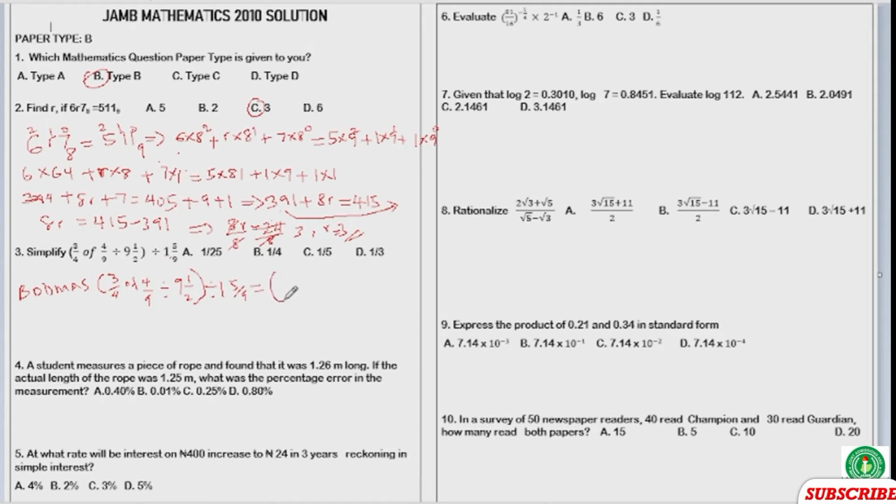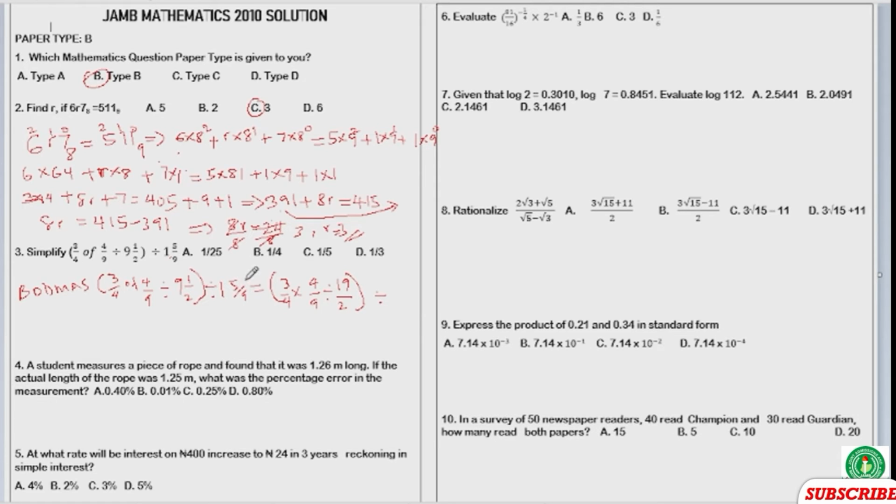So, open bracket now, 3 over 4. Now, "of" means multiplication, multiplied by 4 over 9. Now, divide then by what? You change this mixed fraction to an improper fraction. 9 times 2 is 18, plus 1, it will give 19. 19 over 2, close bracket. Divided by, also do the same thing here.